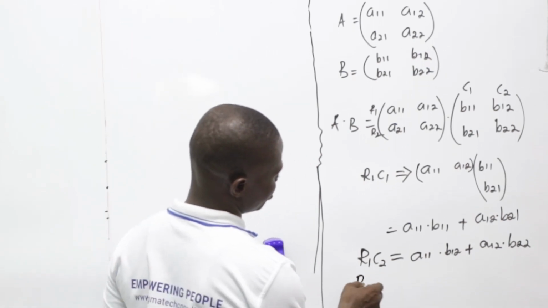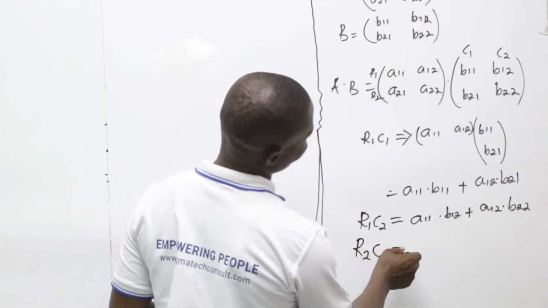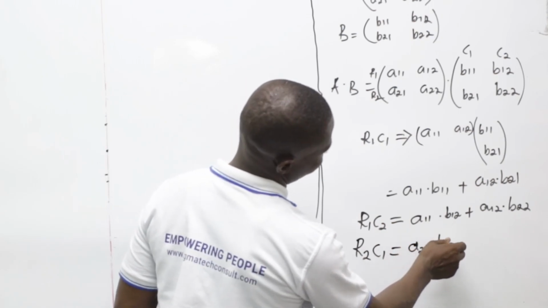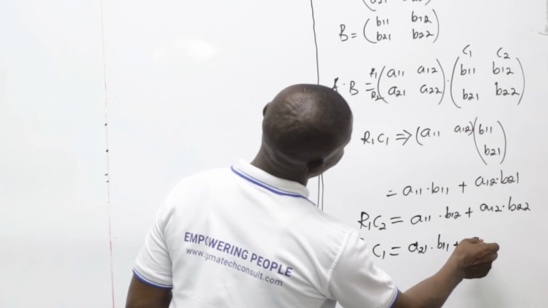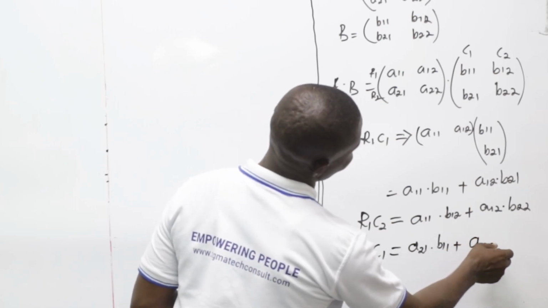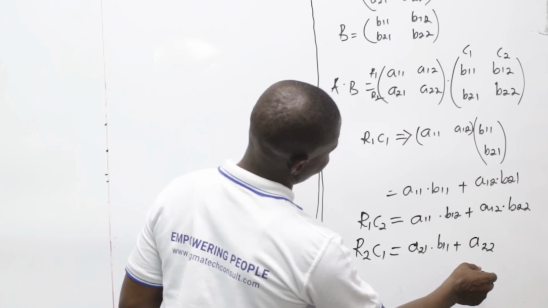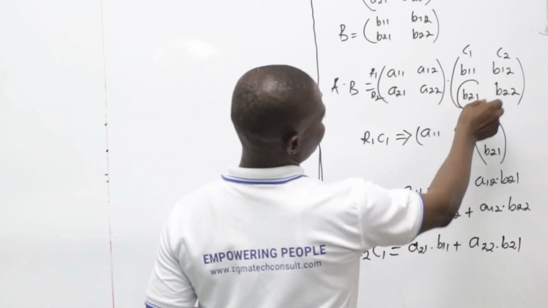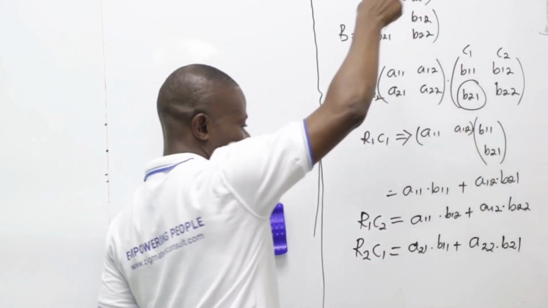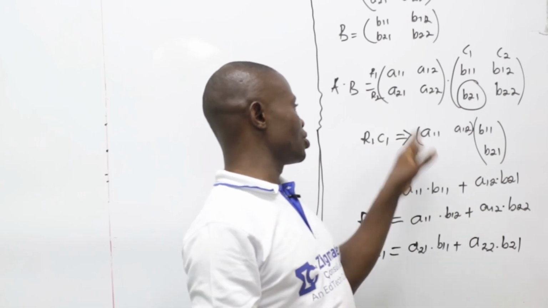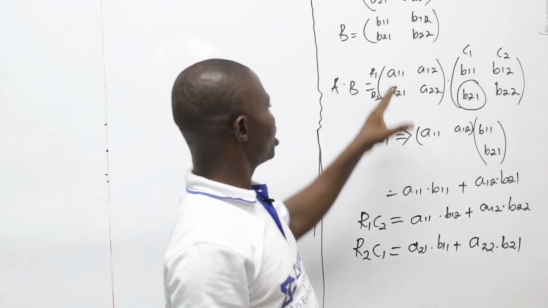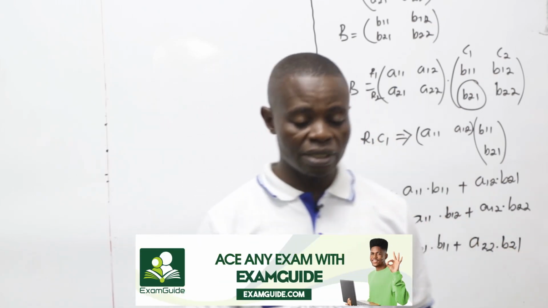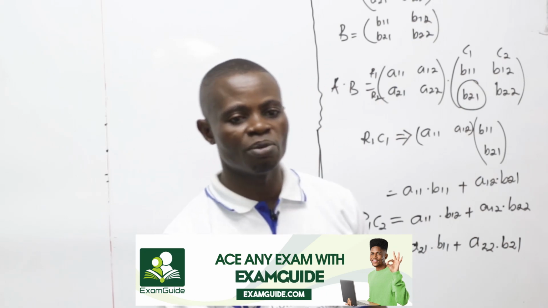The same thing applies to row 2, column 1, which will be what? A21 dot B11 plus A22 dot B21 to represent this place. So this is how you are going to represent each of them. Now, though I'm still using variables, the clear multiplication may not be there for you now. Let us take a sample, but it's just the foundation aspect of the multiplication.